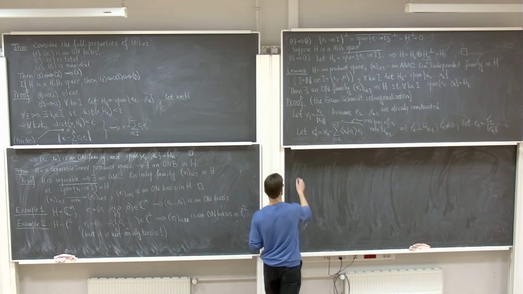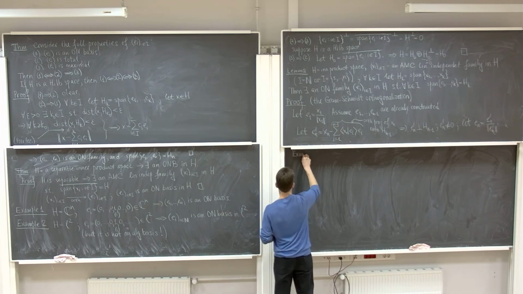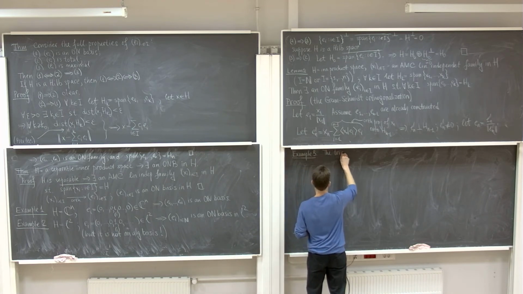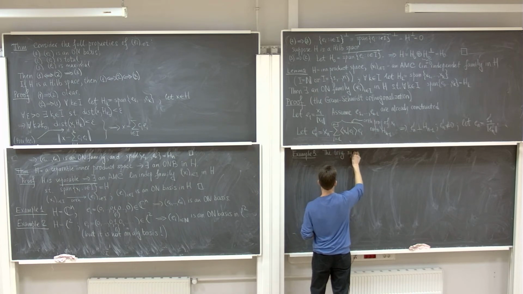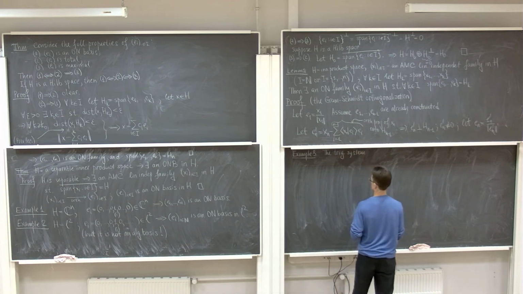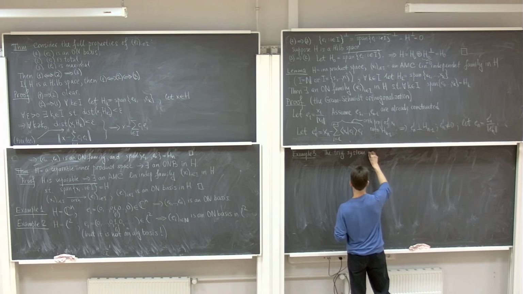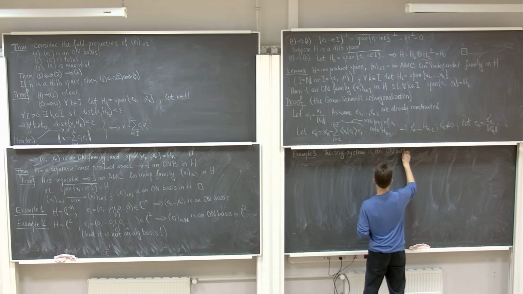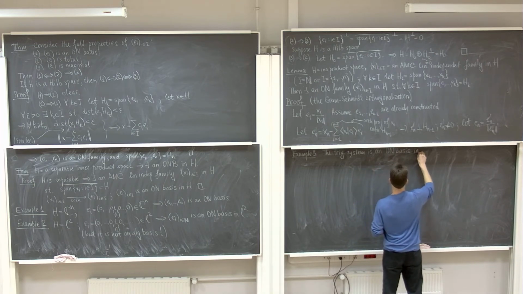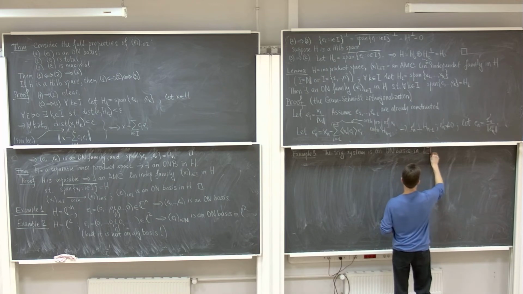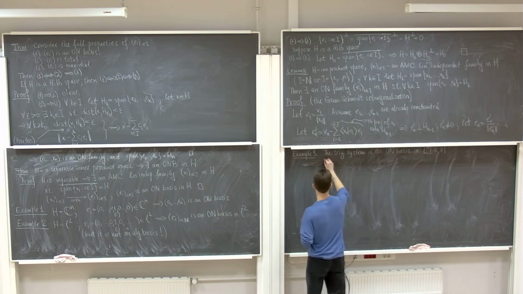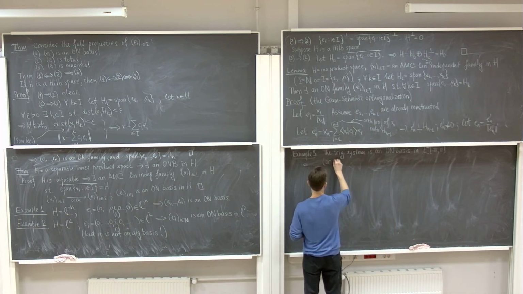Example 3. You would take the trigonometric system, which was discussed at the previous lecture. Then it turns out that the trigonometric system is an orthonormal basis in the L2 space on the interval minus pi, pi, or equivalently in the L2 space on the circle.